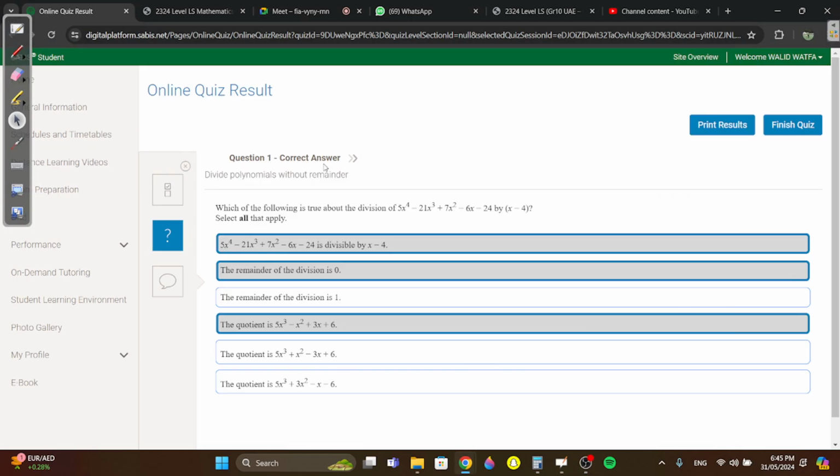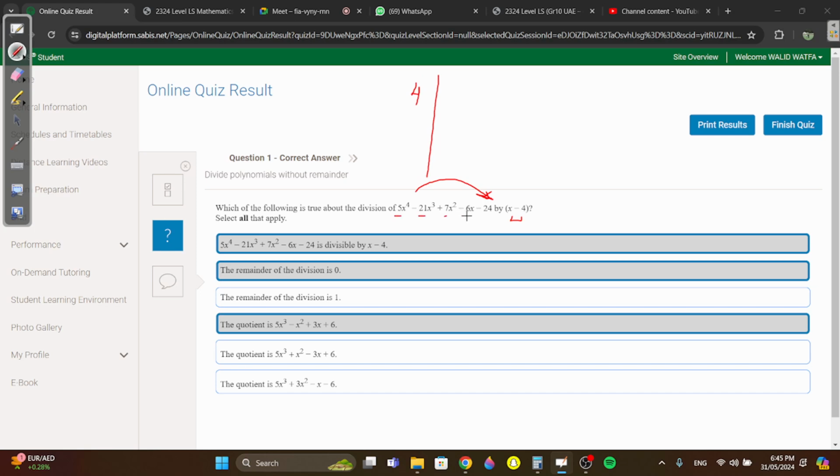Okay, 4.1, very easy. What is true about the division of this by this? Remember, we can do long division or we can do synthetic division. For the sake of it being easier, when it's just x plus or x minus, I'm going to use synthetic because it's way easier. So we put the opposite. What's opposite of minus 4? It's 4. You put it and then you arrange your coefficients.